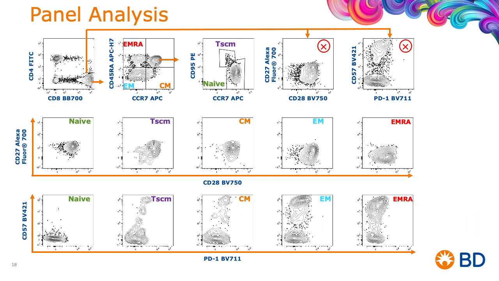Again, we're going to use CD45RA and CCR7 to identify central memory, effector memory, and RA cells. From the double positive, we can also use CD95 to discriminate naive and central memory and stem cell memory T cells. From the CD8, if you follow the arrow that goes above the plots, you can see now we're looking at CD27 and CD28 or CD57 and PD1 within total CD8.